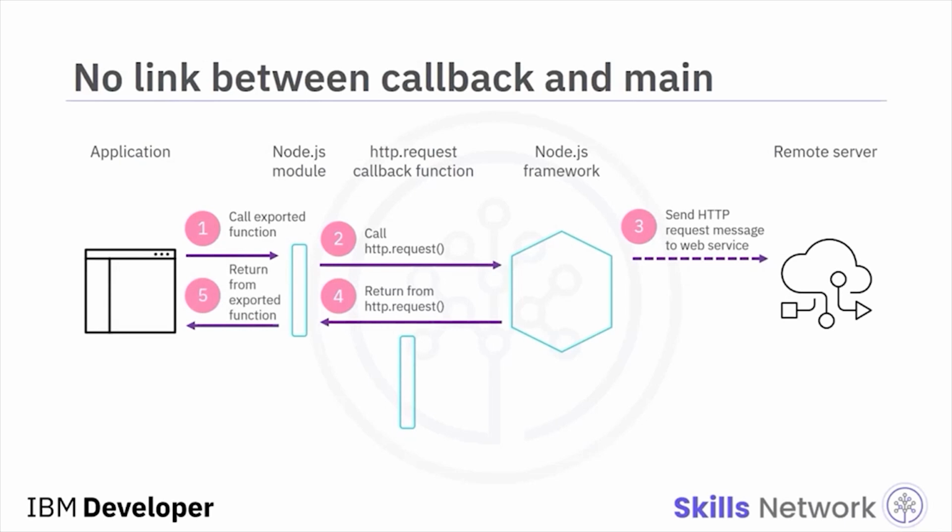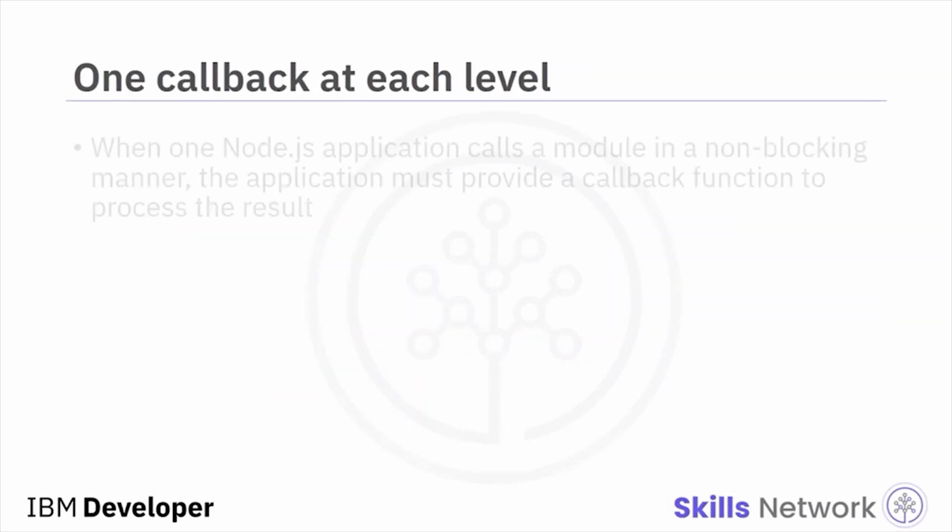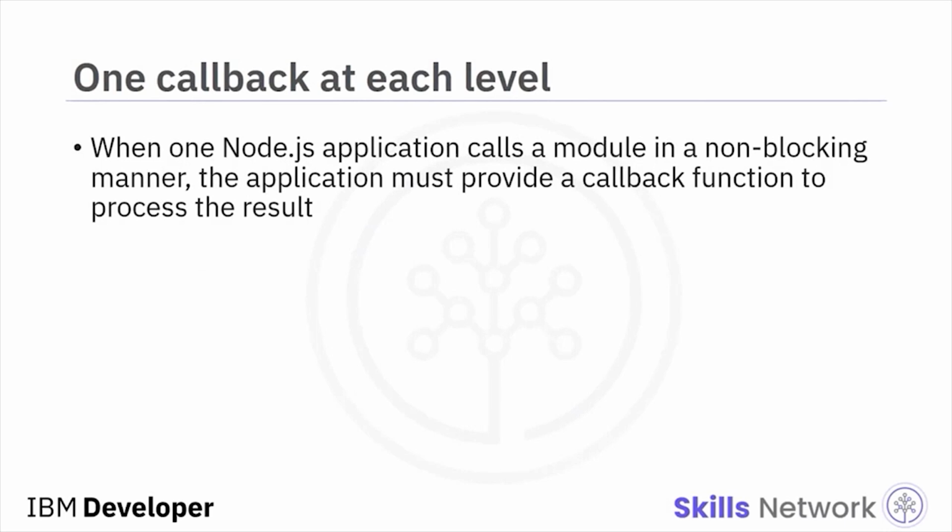When the remote server sends back an HTTP response message to the Node.js framework, the framework calls the callback handler that was defined by the Node.js module. However, there is no connection between the callback function and the main application. So how do you link the callback function to the main application? The pattern is that when one Node.js application calls a module in a non-blocking manner, the application provides a callback function to process the result.